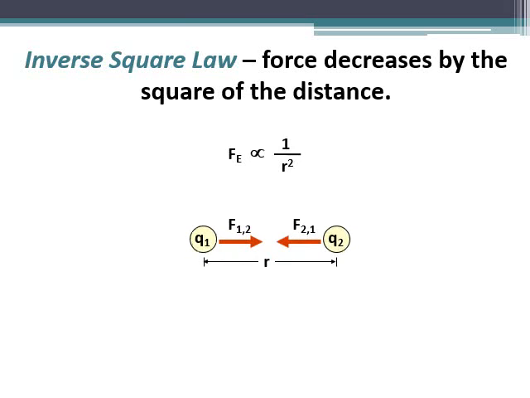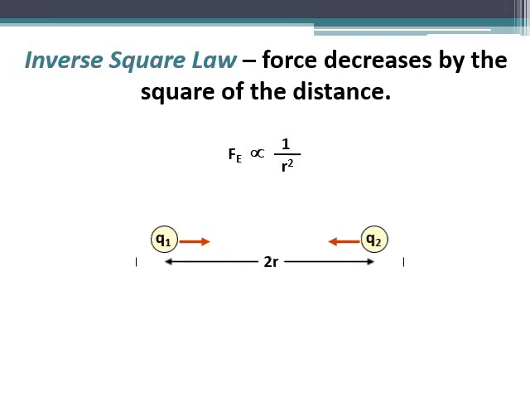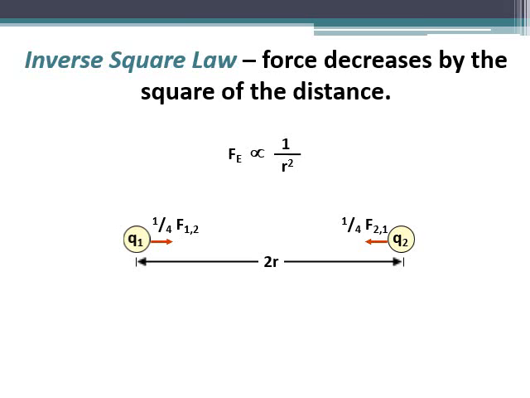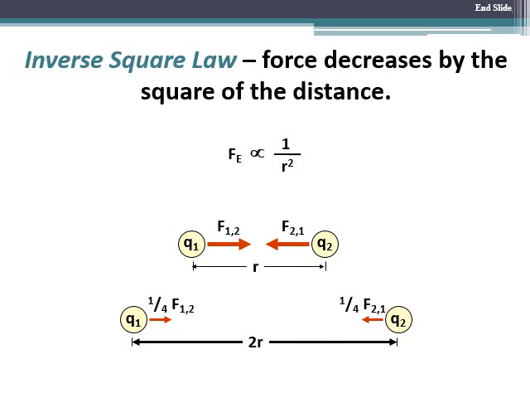The inverse square law, this is true with gravitational force. It's also true with the electrostatic force. Basically what it means is the force decreases by the square of the distance. So if I have these two objects that have a force between them, if I double the distance, then that's going to have 1/4 the force. Now think about that. Twice the distance, 2 times the distance, the inverse of that is going to be 1/2, and then 1/2 squared is going to be 1/4. So with twice the distance between the two objects, we're going to have 1/4 the force. That's the inverse square law.